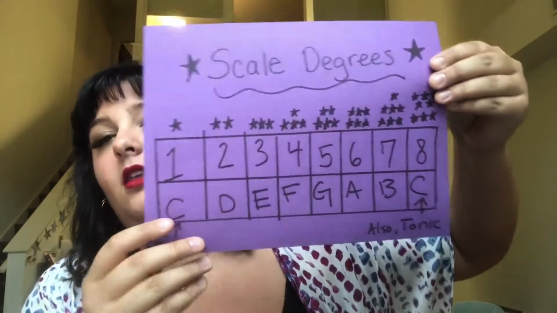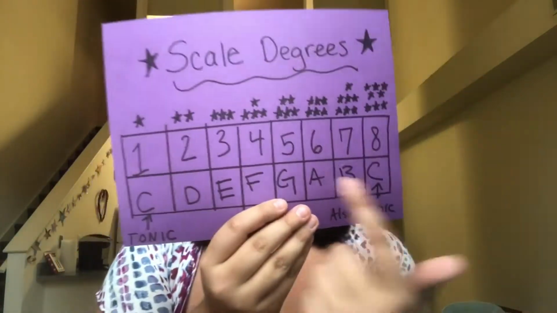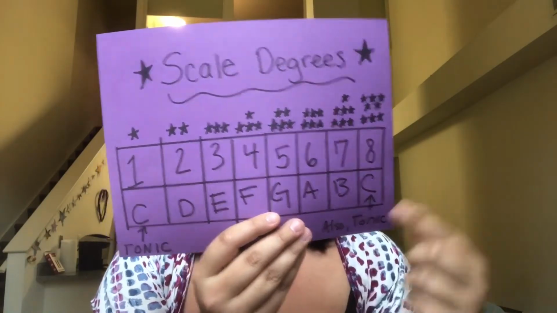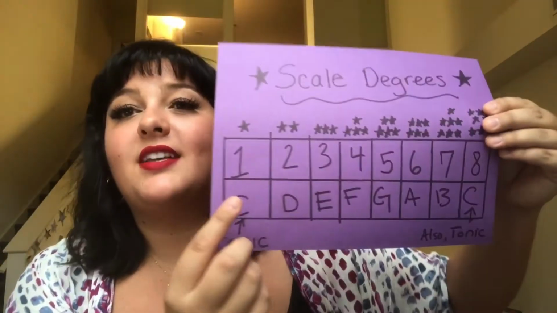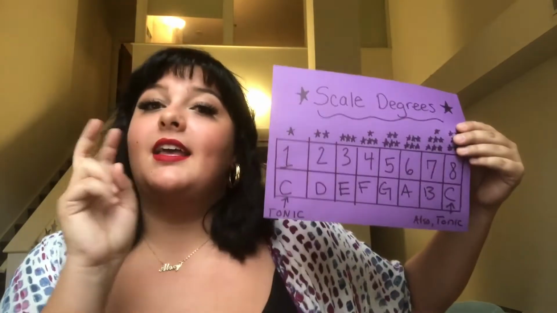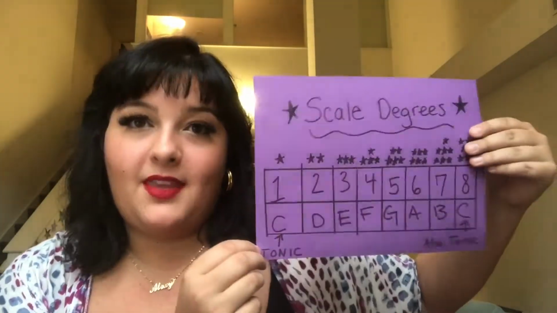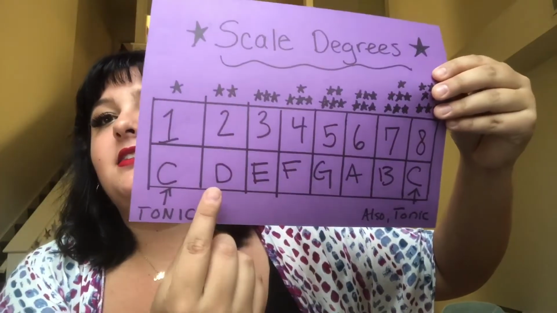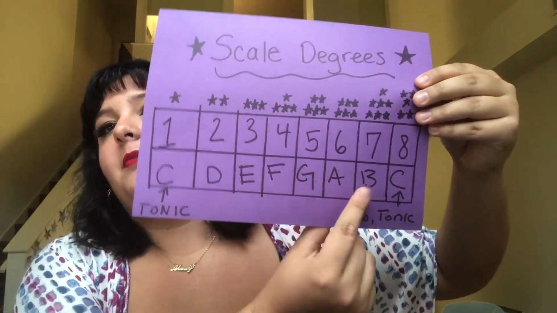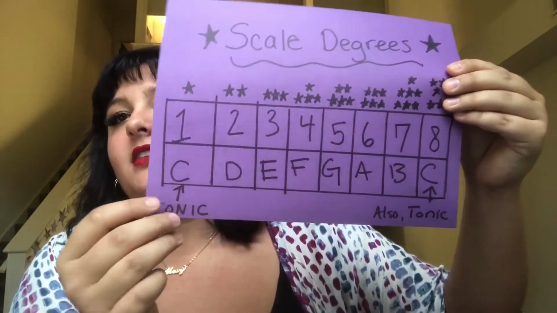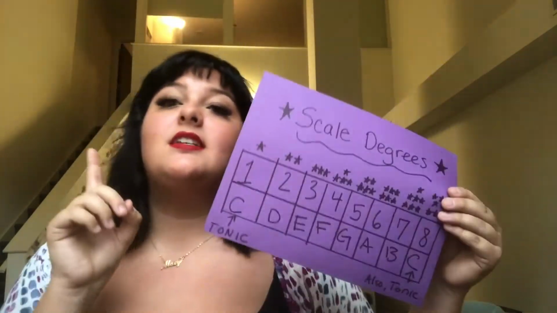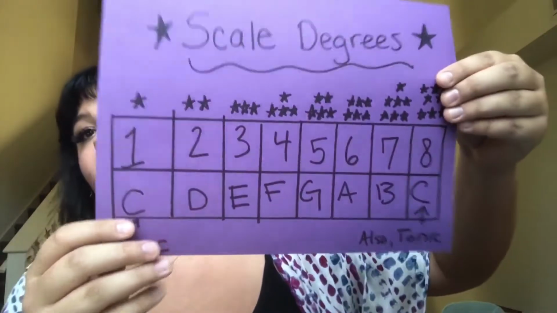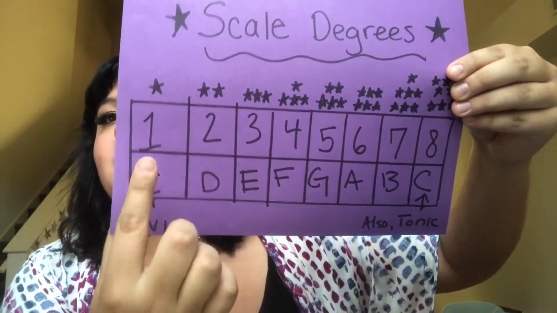So yeah, intervals come from scale degrees. Scale degrees are the number of the position of a particular note on a scale in relation to the tonic. So here we have a C major scale, which I told you about in the first and second Do Re Mi videos. We have C, D, E, F, G, A, B, C. C is going to be tonic because that's the first scale degree. The first scale degree in any scale is tonic. So the number of tonic is going to be 1.